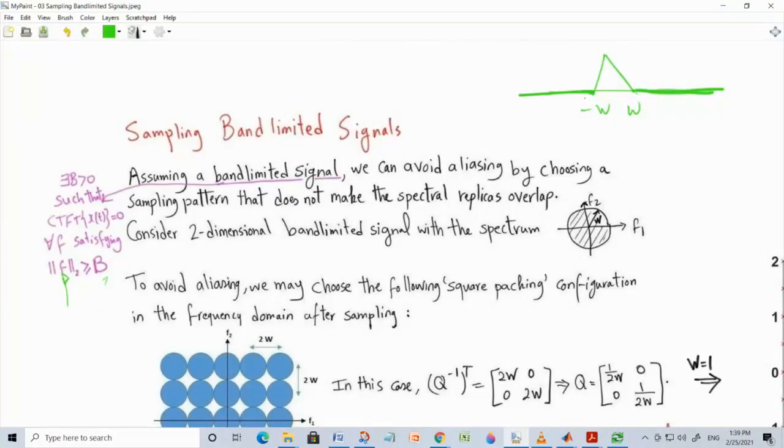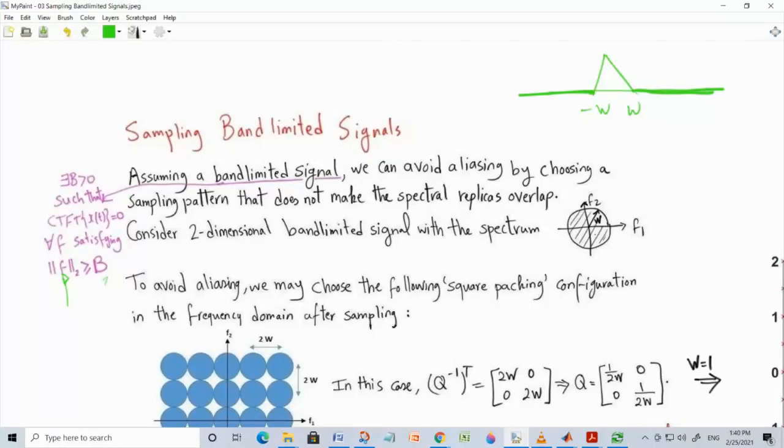This is an example of a band-limited signal in 2 dimensions. So this is a signal, and in 2 dimensions its spectrum, x of f1 and f2, or x of f, is non-zero over just this circle with radius w. Outside, it is equal to 0. That's an example of a band-limited signal with a circular spectrum.